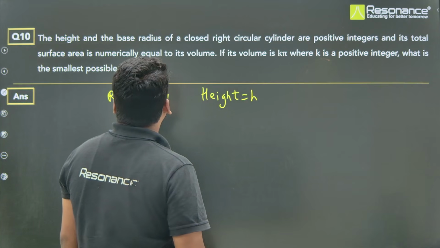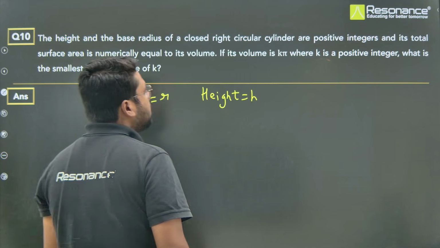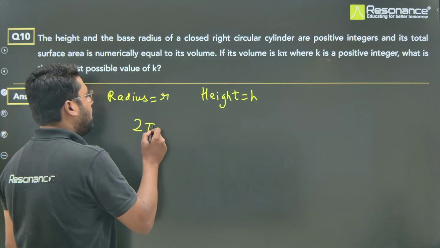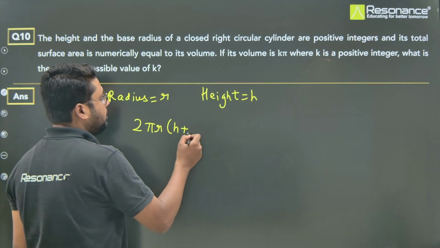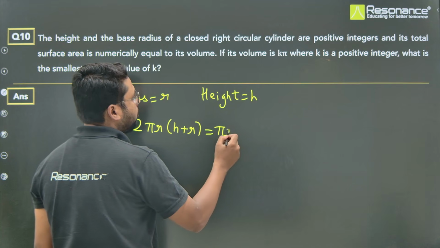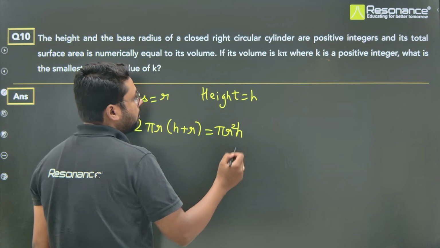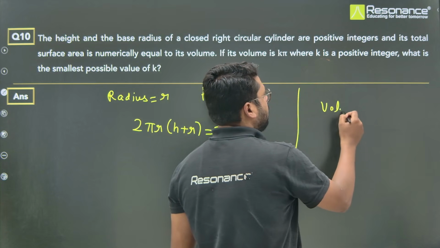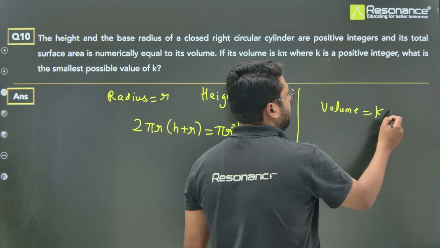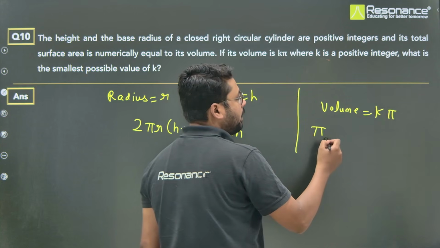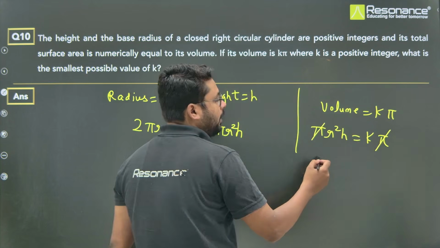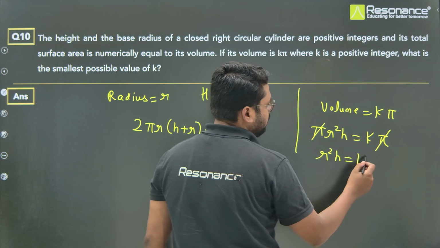And its total surface area is numerically equal to its volume. Means 2 pi r into h plus r equals pi r square h. And the volume is given as k pi. The formula for volume is pi r square h. So if we cancel pi, r square h will be k.